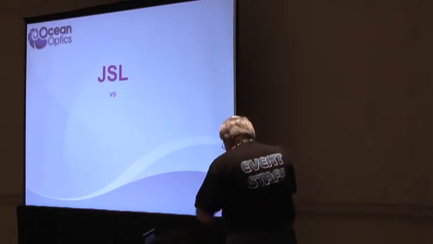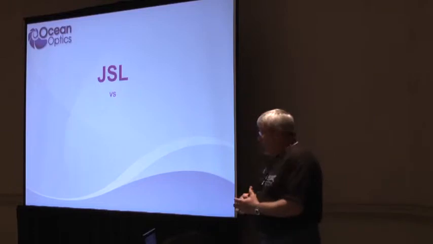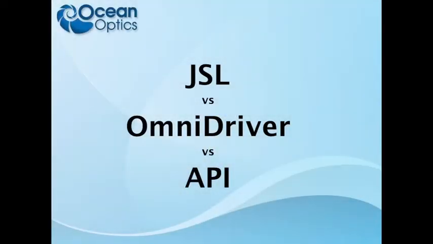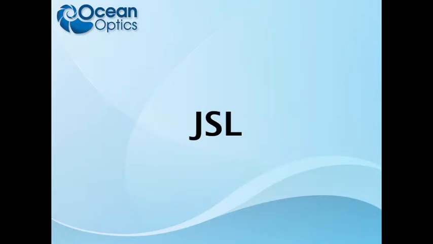So since that was just the broad overview of how the Jaz architecture is laid out, we're going to go over JSL versus OmniDriver versus the API, and what each of them does and the differences between them. First one's going to be JSL.